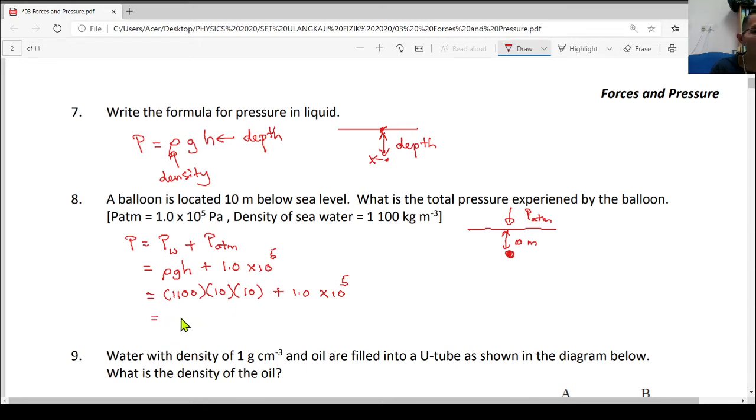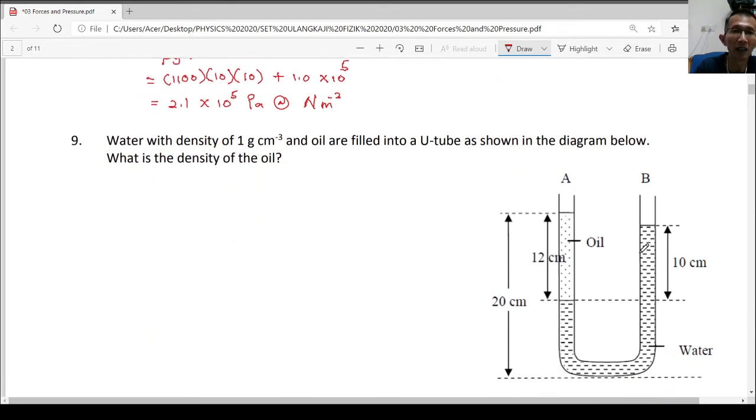You should be able to get 2.1 times 10 to the power of 5 Pascal, or Newton per meter square. Alright, so that is the total pressure exerted on the balloon 10 meter below sea level. Okay, so let's move to question 9.